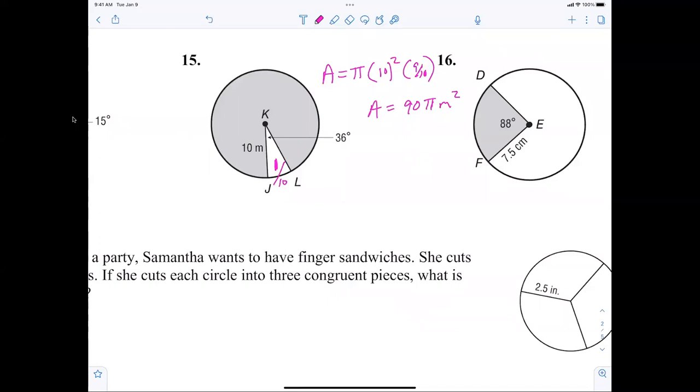All right, yes, sir. How do you get from like that to like the final answer? I did 10 squared times 9/10. So isn't 10 squared times 9/10 90 pi? You see what I'm saying or not, Sebastian? Yeah. All right.